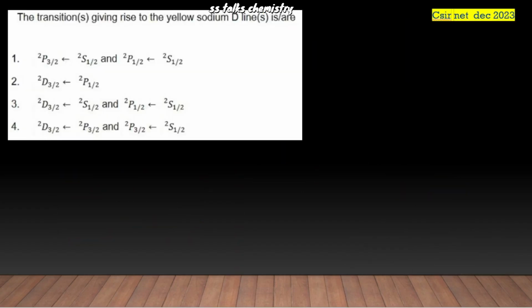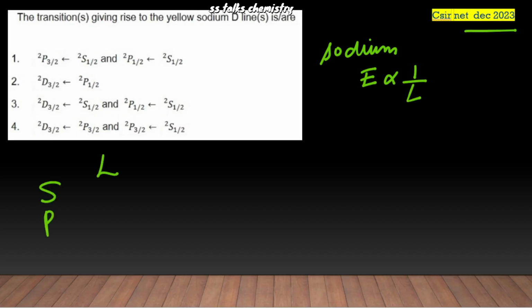Next, this question, again from December 2023: the transitions giving rise to the yellow sodium D lines are... In sodium, you have various energy levels. The value of the energy level is inversely proportional to the L value. For the different L values, for the S, P, D and F terms, the L values are 0, 1, 2 and 3.